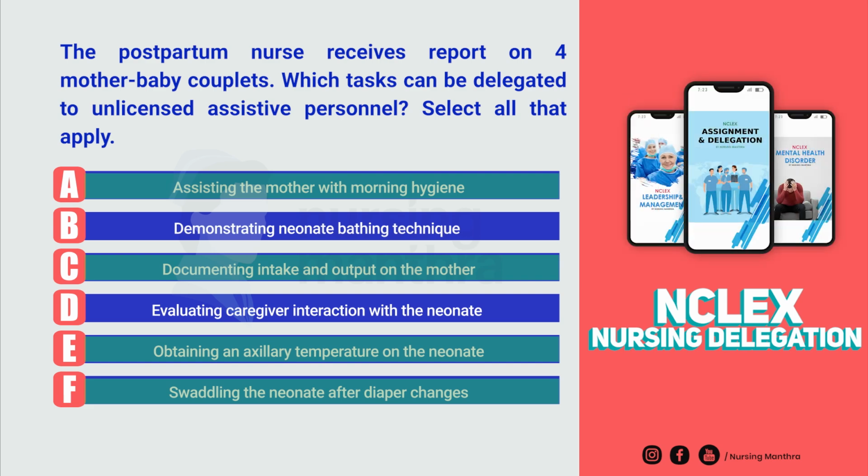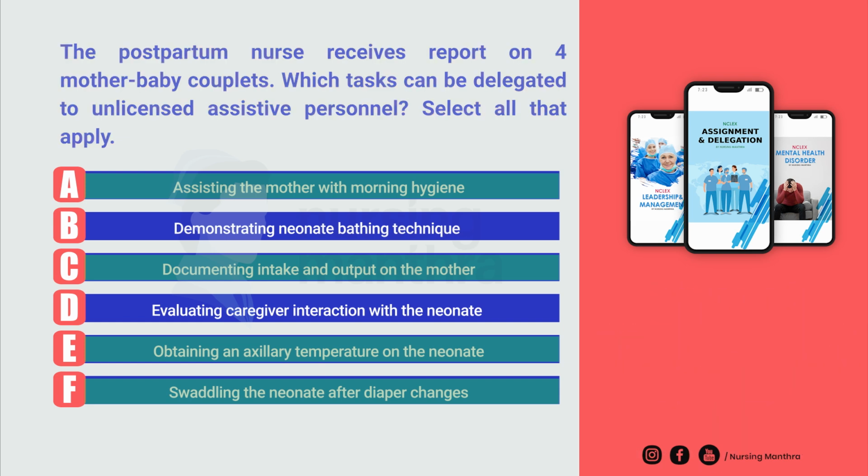The answers are: Option A, assisting the mother with morning hygiene; and option C, documenting the IO chart, intake and output on the mother; Option E, obtaining an axillary temperature on the neonate; Option F, swaddling the neonate after diaper changes.